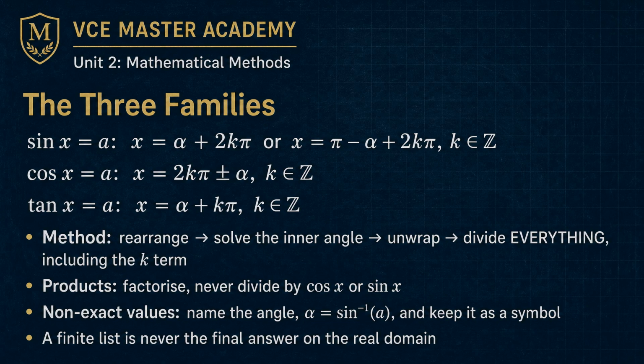And remember, on the real domain, a short list is never the final answer. K is just a cycle counter. It carries your answer around the circle, forever. Keep this board in your notes. Now it is your turn.